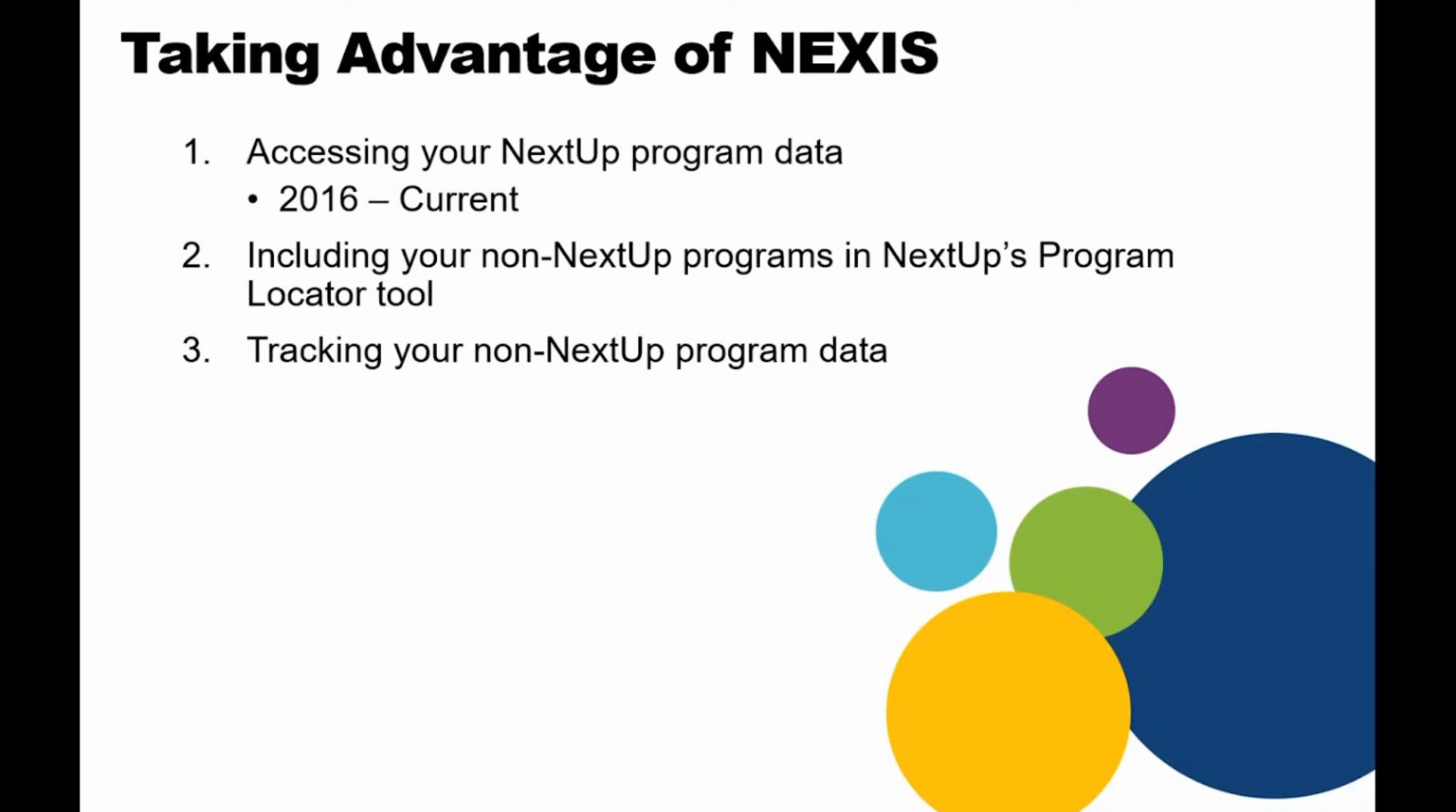Secondly, you can use NEXIS to include your non-NextUp programs in NextUp's program locator tool. The locator tool is actually a separate tool outside of NEXIS. It'll be housed on the NextUp website. And it's a public search tool that students, families, community members can use to search the available enrichment opportunities in the Richmond area. So through NEXIS, the program information would be entered in there, and it will feed to that tool so that the community can see it, access it, learn more about the opportunities that you as organizations are offering.